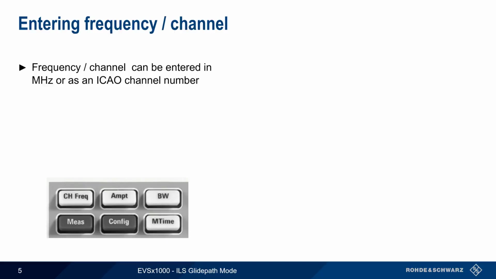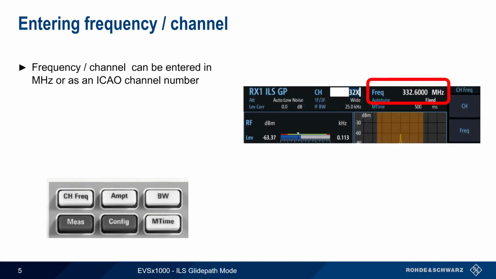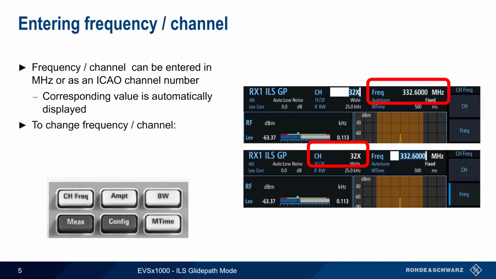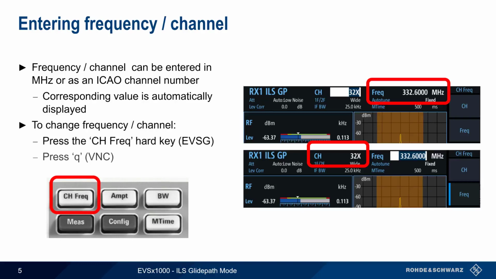The first step in ILS Glidepath analysis is entering the frequency or channel of the ILS Glidepath signal. This can be done either as the absolute frequency in megahertz or as an ICAO channel number. Note that the EVS will automatically calculate and display the corresponding value. To change the frequency or channel on the EVS, press the Channel Frequency hard key. In VNC mode, use the keyboard shortcut Q to enter either frequency or channel.